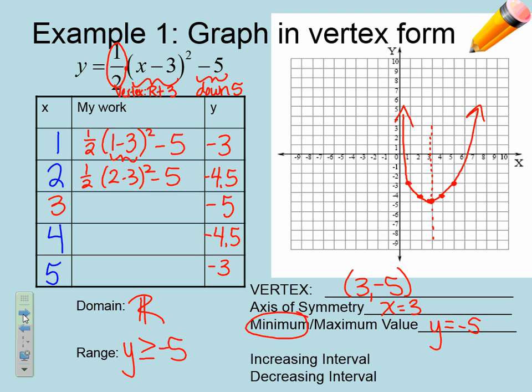Now the increasing and decreasing intervals. Remember driving the little car. It's increasing, it's decreasing. What parts of the graph? If I drive the little car over here, he'd be decreasing right here until the x value of 3. So I'm decreasing from negative infinity to 3. Close the interval notation. Then at 3, it starts to increase. So I'm increasing from 3 to positive infinity. Close the interval notation. Okay, so that's graphing in vertex form.